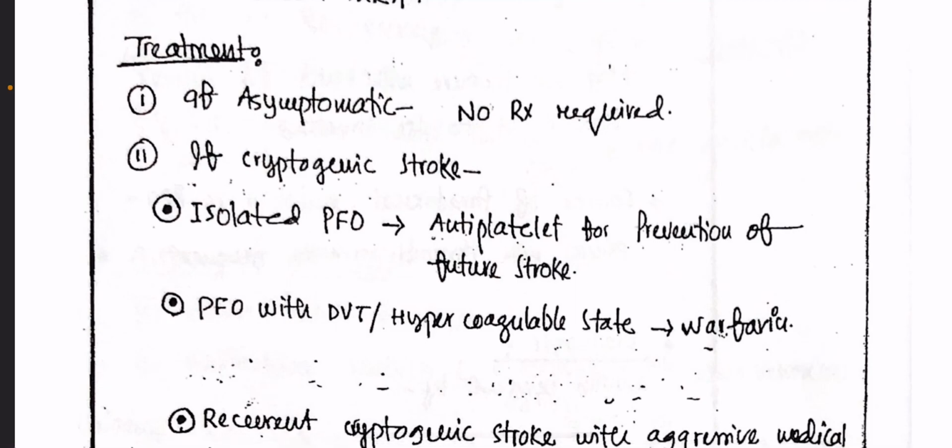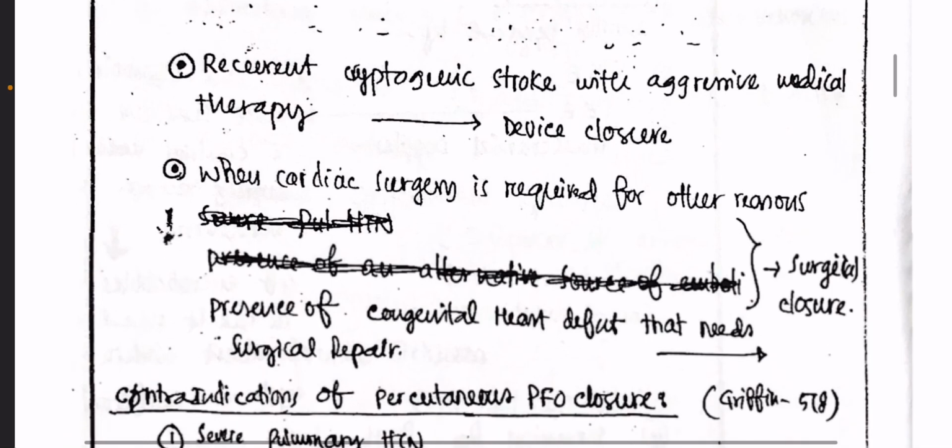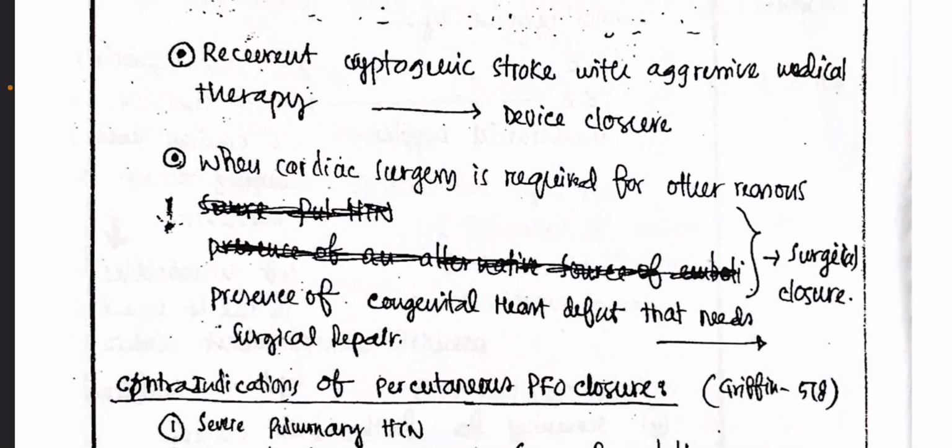If asymptomatic, no treatment required. If cryptogenic stroke, isolated PFO, antiplatelet for prevention of future stroke. PFO with DVT or high hypercoagulable state, then we will give warfarin. Recurrent cryptogenic stroke despite aggressive medical therapy, then we will do device closure. When cardiac surgery is required for other reasons, then we can do surgical closure. Presence of congenital heart defect that needs surgical repair.